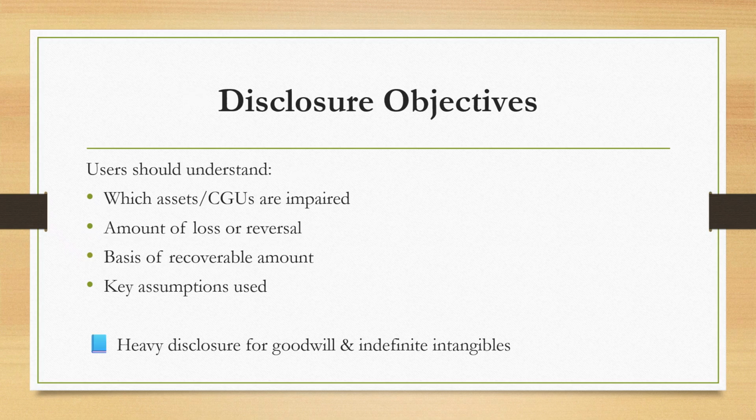IAS 36 also places strong emphasis on disclosure. Users should be able to understand which assets or CGUs were impaired, how much loss or reversal was recognized, how the recoverable amount was calculated, and what assumptions were used. Disclosure requirements are especially heavy for goodwill and indefinite life intangibles.